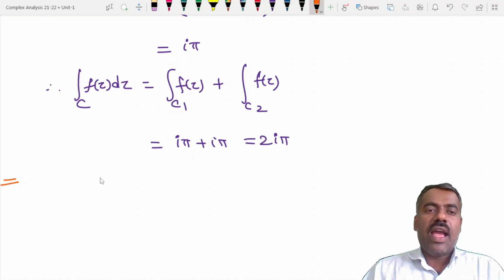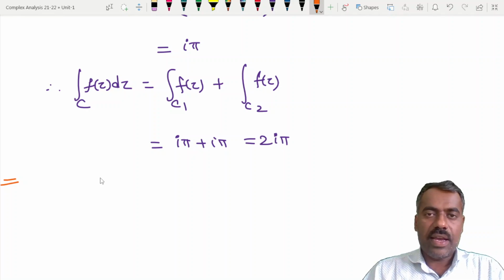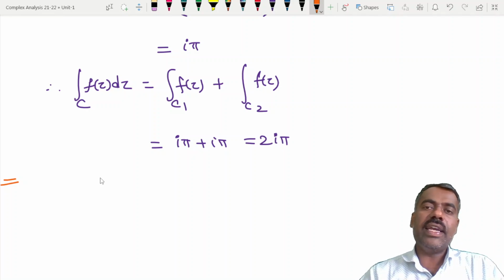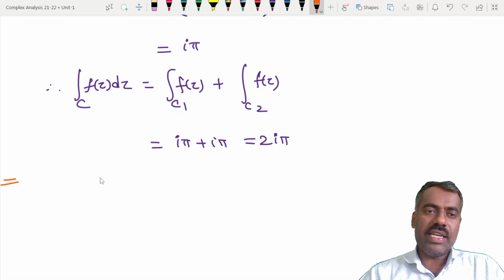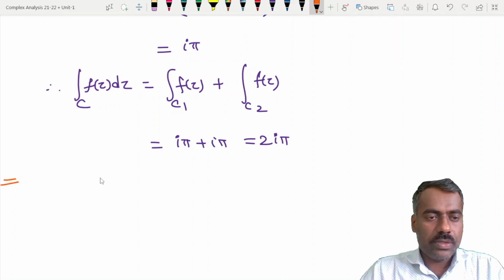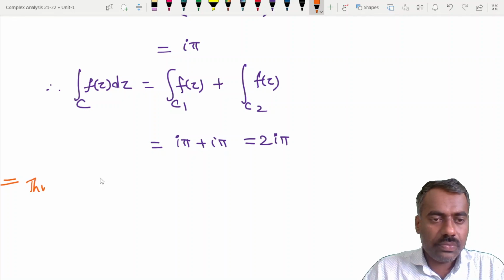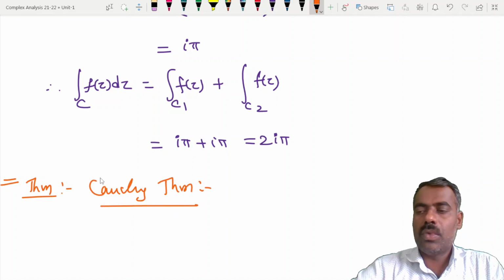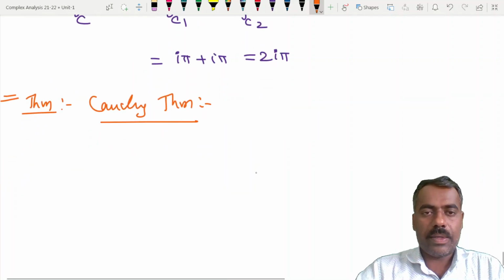if f is analytic and f' is continuous, then the integration of f(z) over C, where C is any closed contour, is 0. So let me write here. This is the Cauchy theorem, and we'll prove that.